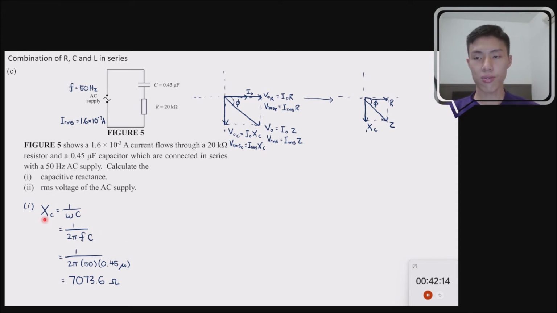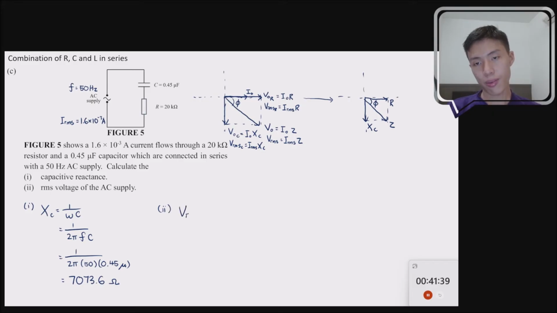Again, reactance is the ratio between V and I. So the ratio will be in the unit of ohm, just like what we have for Ohm's law. Okay, then they ask for the VRMS, the RMS voltage of the AC power supply. So they're asking for the power supply, meaning they're asking for the overall V. So the overall V in RMS, so they're asking for VRMS.